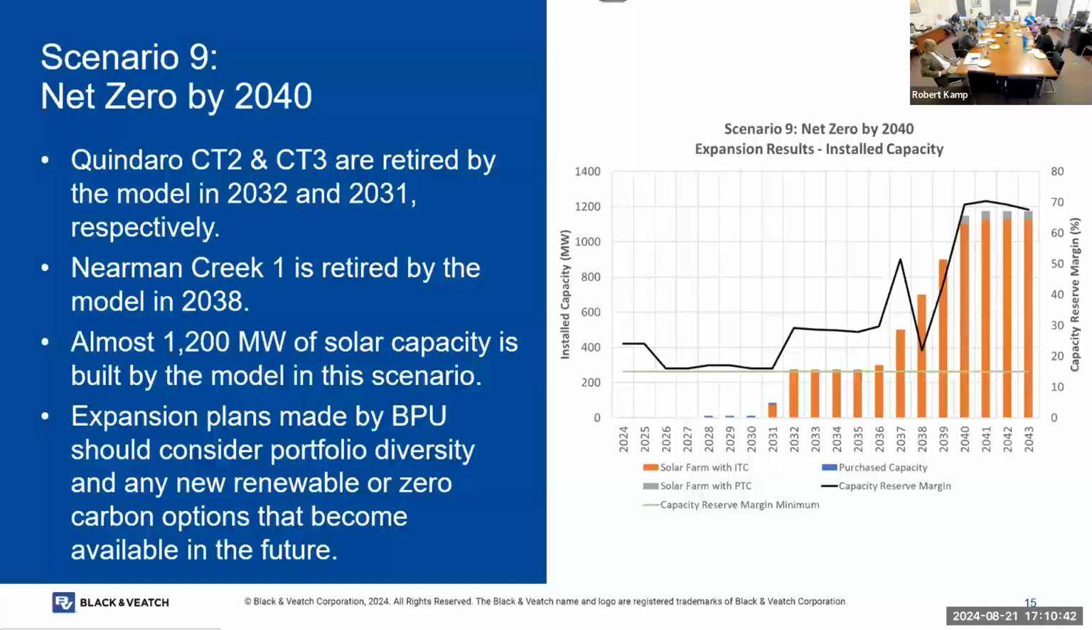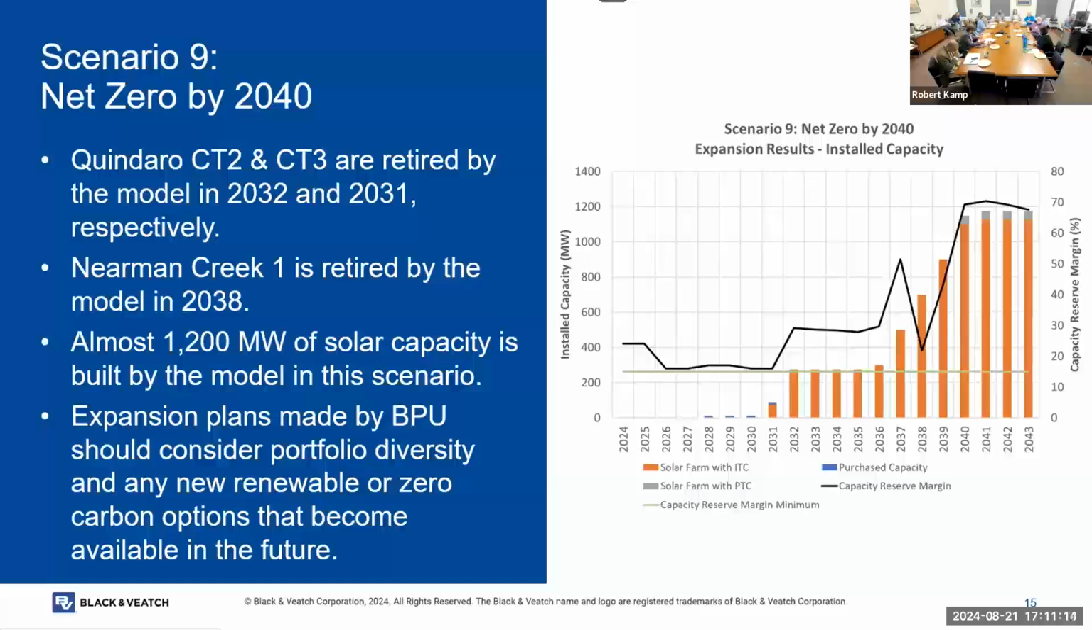There are some other things to consider when looking at a build out like this. I think first and foremost is a diversity of supply. You wouldn't put all your eggs in one basket with just solar. We didn't limit the model in any way to say you could only build so many megawatts of solar, and this is what it chose. In the quote unquote real world, there are other options as well.